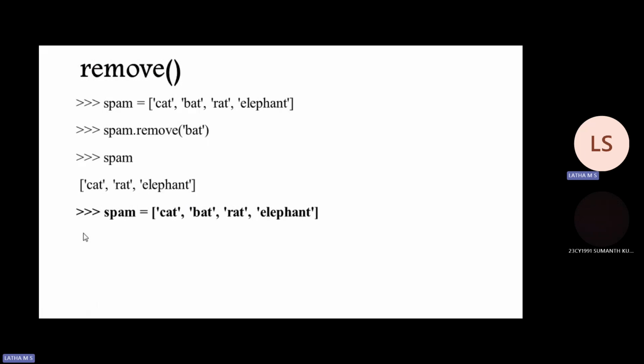Similarly here, I define the spam and I ask it to remove chicken. Is that possible? No. This item does not exist in the list, so it gives an error. If I ask to remove it, it is not going to remove because it is not existing in the list.